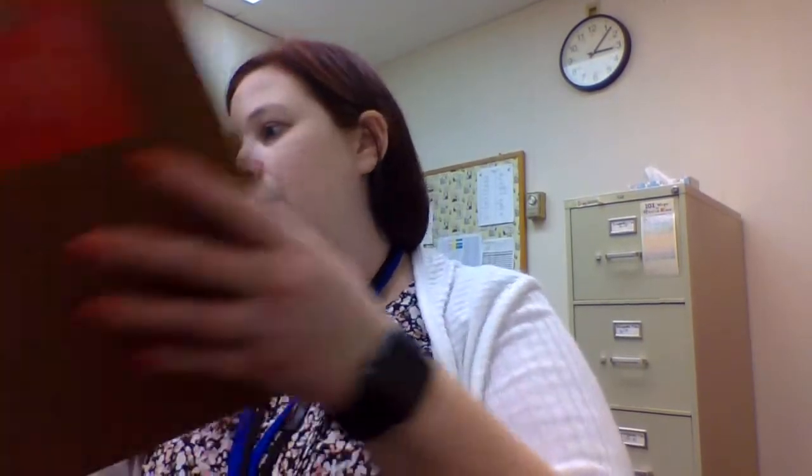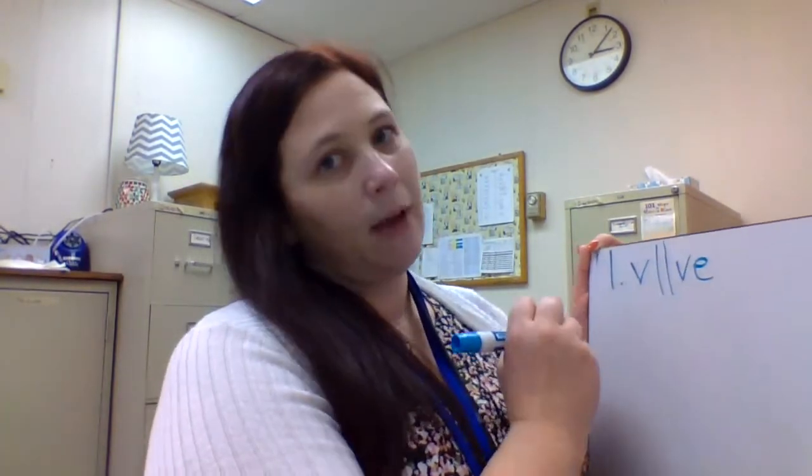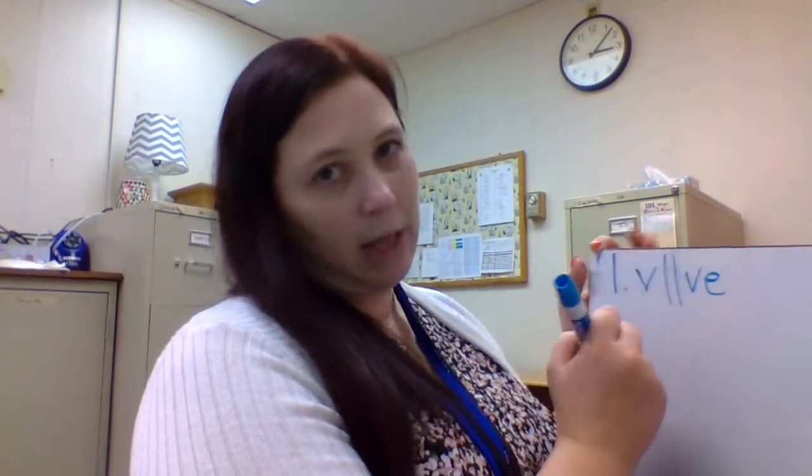Great job. So first we're going to go ahead and get out our worksheet. I'm going to give you some sounds and I want you to write down the letters that make those sounds. Number one is V. We just talked about this one. It is V, or as a final sound, V-E. Remember, at the end we never have just a V. We always have to have that V-E, because in the English language we don't end words in V.